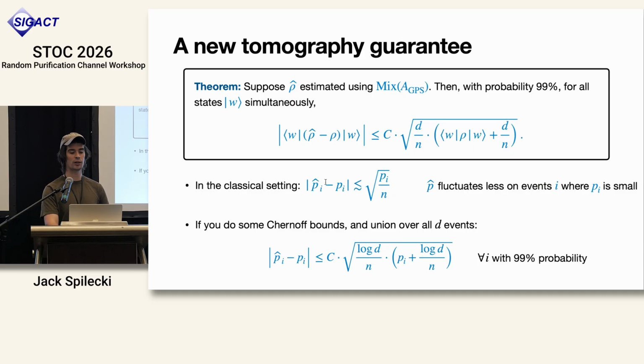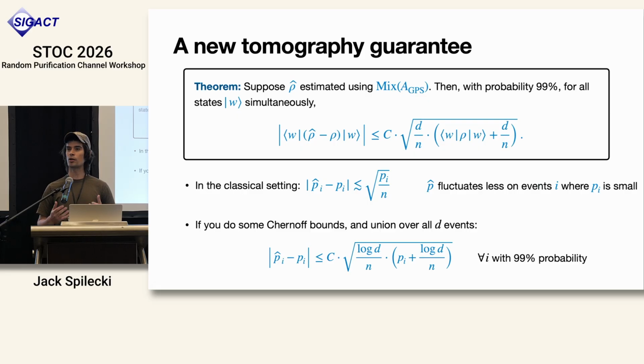So instead of having rho hat minus rho in the w direction, you just have rho hat i minus, p hat i minus pi. And the other main difference is instead of having a d, we have a log d. But you can think of this as coming from the union bound. So in the classical case, you union bound over d objects and you get a log d appearing.